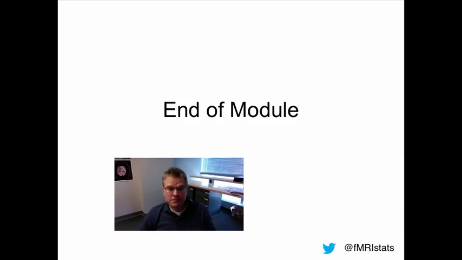Okay, so that's the end of this module, which is the first of 2 pre-processing modules. Here we'll discuss things like visualizing your data, performing slice time correction, motion correction, and co-registration. In the next module, we'll talk about normalization and also a little bit about spatial smoothing.